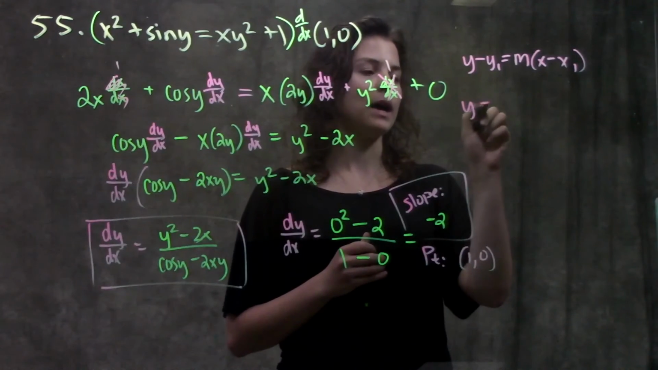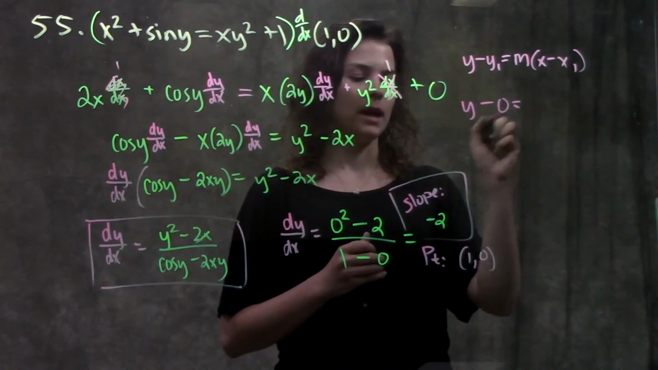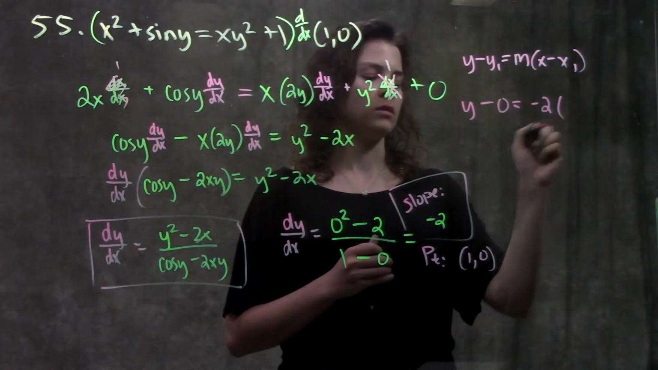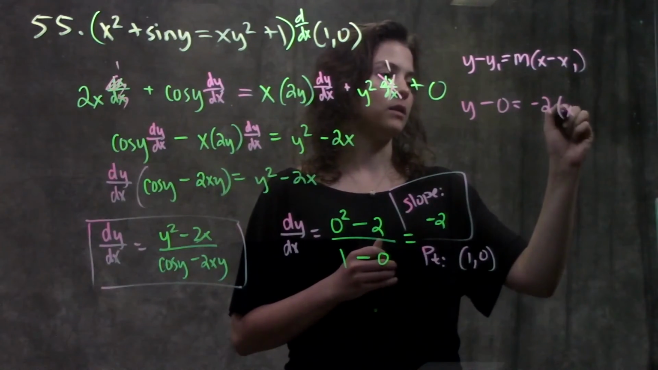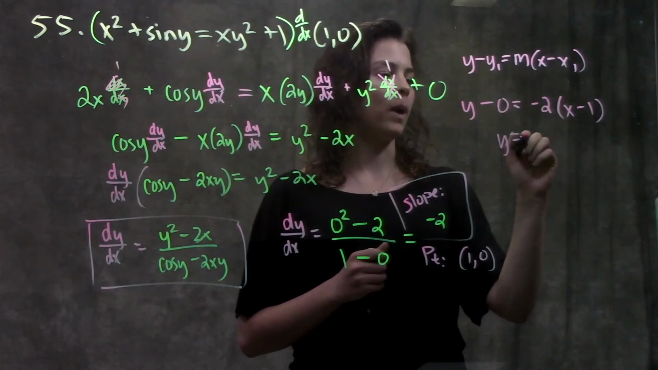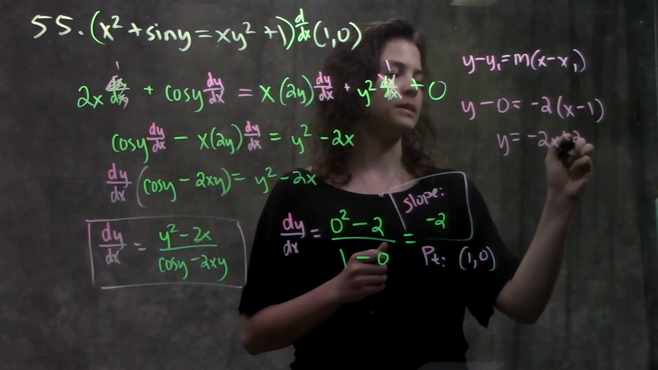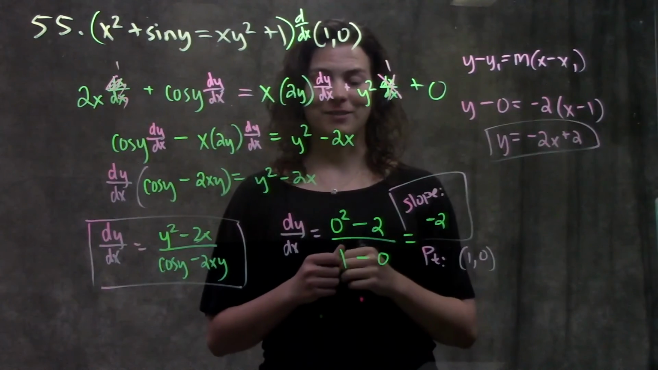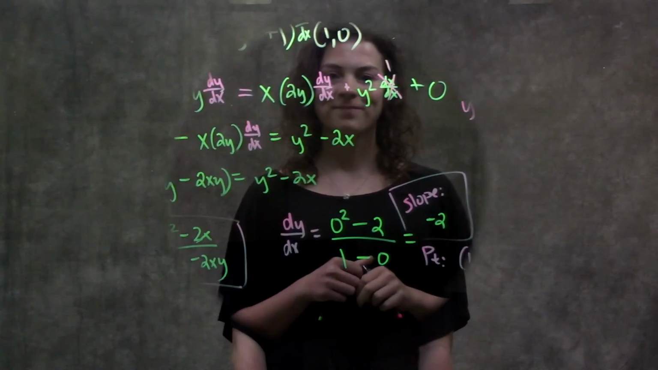So I'm left with y minus y1, which is 0, is equal to the slope, which is minus 2, times x minus x1, or x minus 1. And cleaning this up a little bit, I get y equals minus 2x plus 2. And that's your final answer for this problem.